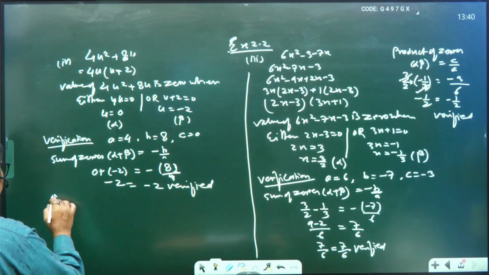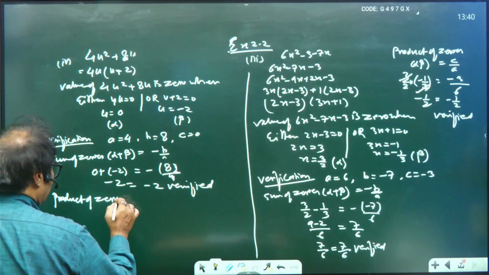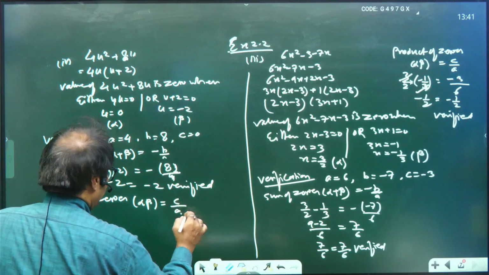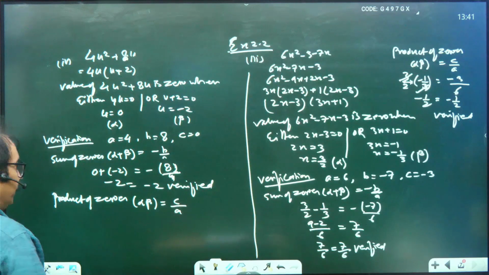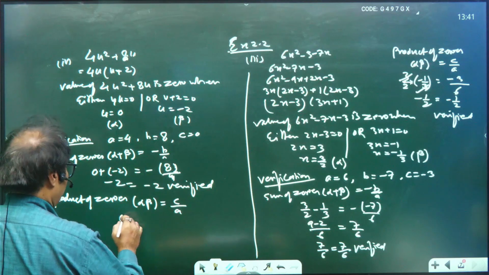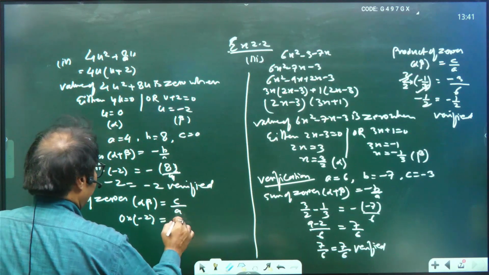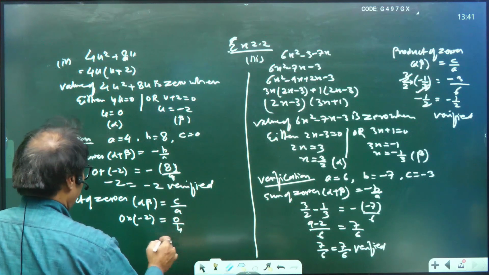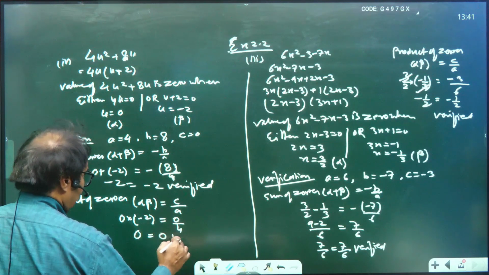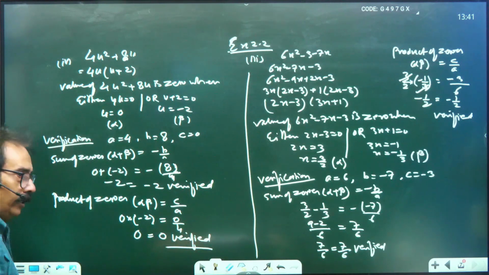Now the product of zeros. The product of zeros, that is alpha beta, is equal to c by a. The value of alpha is 0, and the value of beta is minus 2, and the constant term is 0, and the a value is 4. So 0 multiplied by minus 2 is 0, and 0 divided by 4 is 0. So it is also verified. Okay, got it?